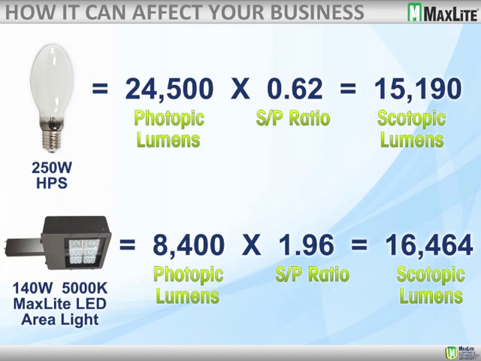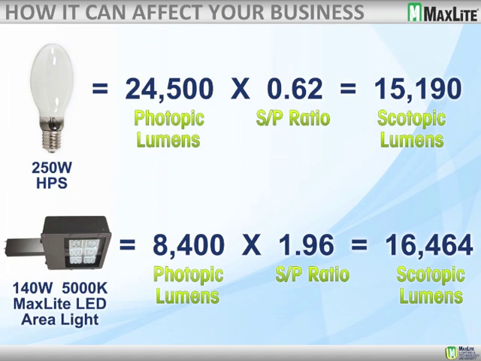Now, let's take a 140-watt fixture that has a photopic lumen of about 8,400 lumens and an SP ratio of 1.96. This gives us a scotopic of 16,500 versus 15,200. To the human eye, this appears to be about the same. In most polls that I've taken, people find that the lower photopic lumens seems to be brighter.